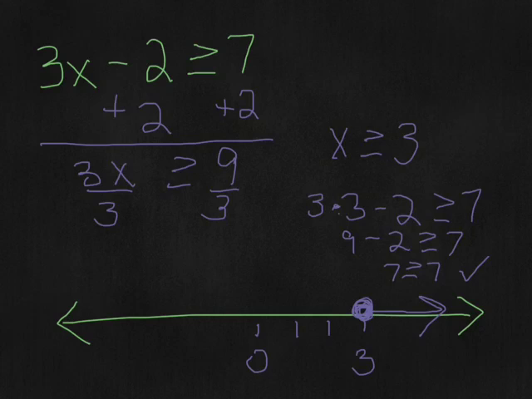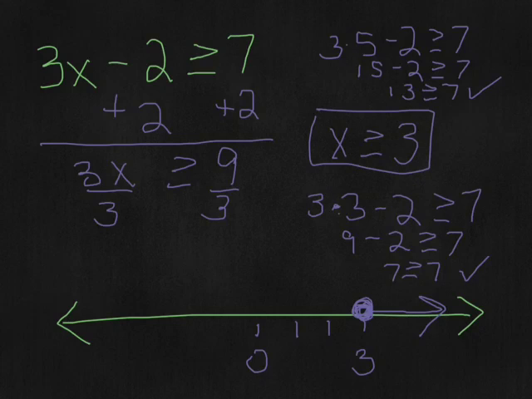I like to usually try 2 just to make sure. So I'll pick some other number greater than or equal to 3. I'll try 5. So 3 times 5 minus 2 should be greater than or equal to 7. 3 times 5 is 15, minus 2 needs to be greater than or equal to 7. 15 minus 2 is 13, and that is greater than or equal to 7. It checks out. So the solution is x is greater than or equal to 3.